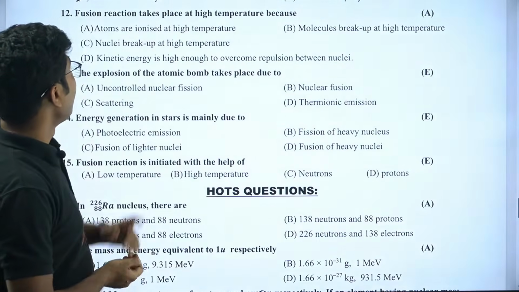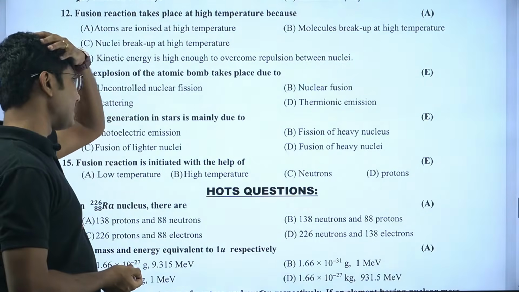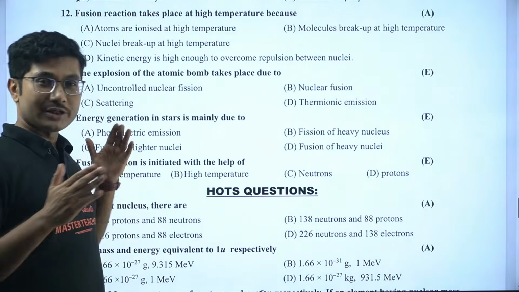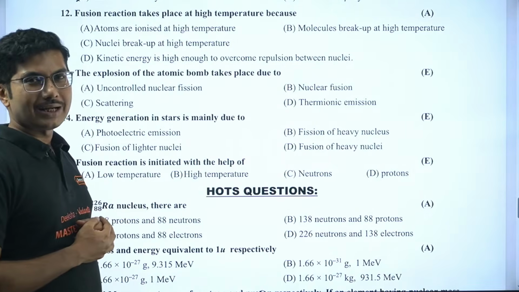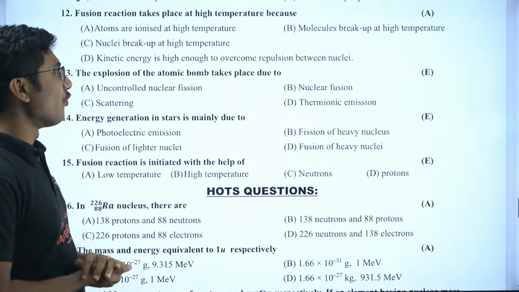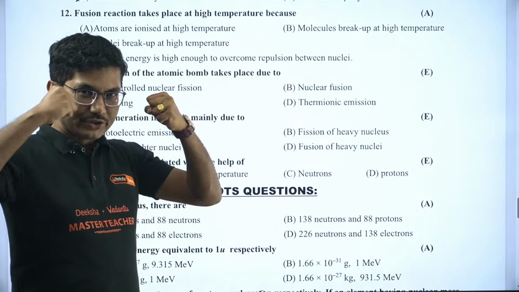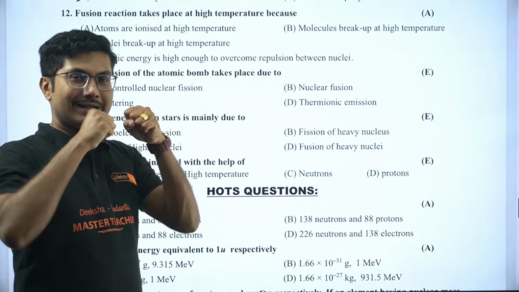So fusion reaction takes place at higher temperature. Remember, in some cases, if the option is longer, then it tends to be the correct answer. Kinetic energy is high enough to overcome the repulsion between the nuclei. So when you are fusing two nuclei, it is easy to break up.